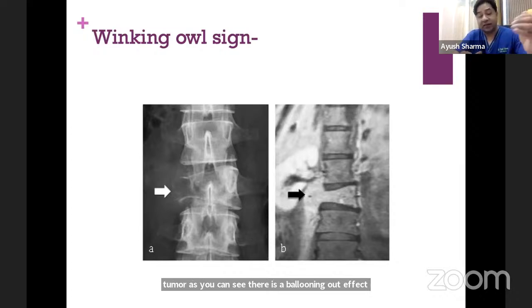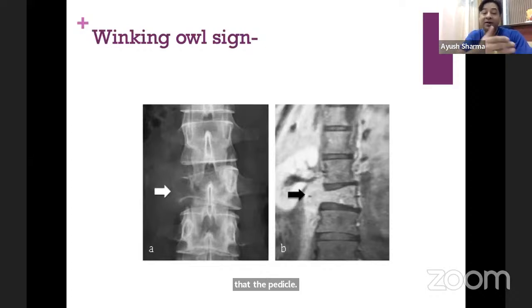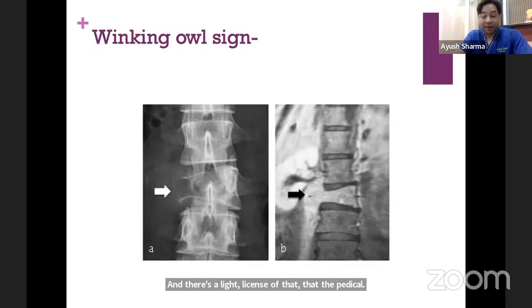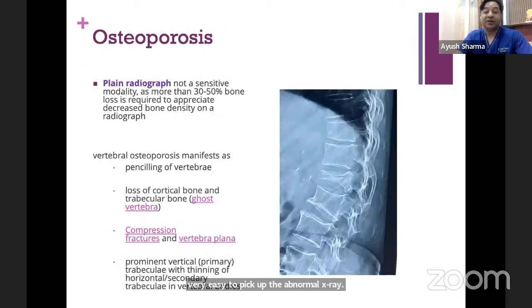But in a tumor, as you can see, there is a ballooning out effect on the pathology, and there's a lysis of that pedicle. So all you need to understand is, if you have been looking at normal X-rays, it will be very, very easy to pick up the abnormal X-ray. So you need to keep looking at all the X-rays of all the patients who come to your clinic.